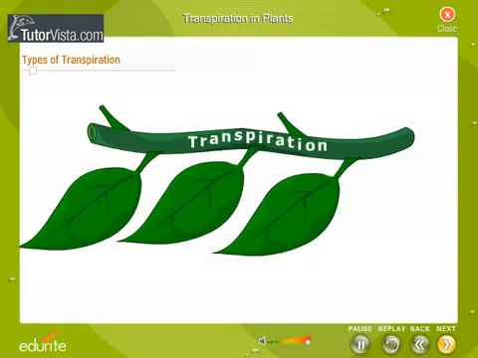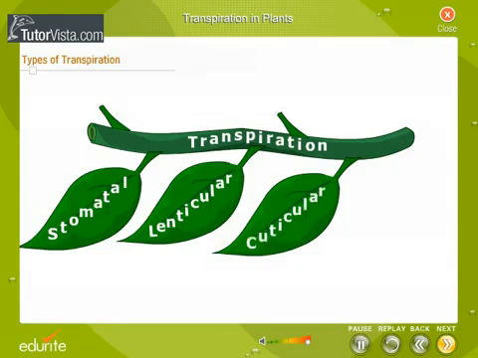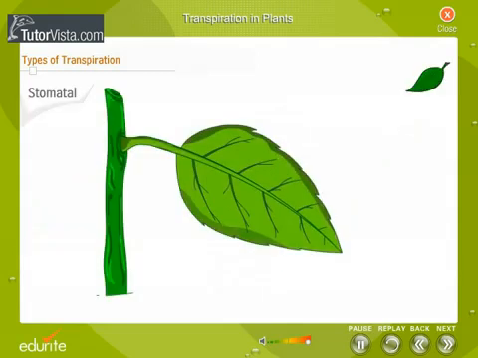There are three types of transpiration depending on the site of transpiration. They are stomatal transpiration, lenticular transpiration, and cuticular transpiration. Stomatal transpiration.